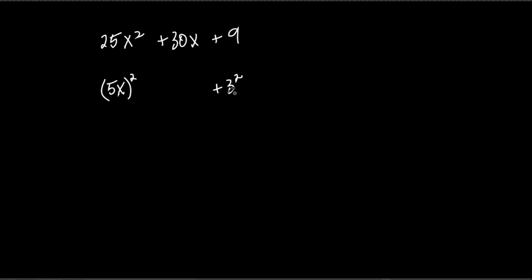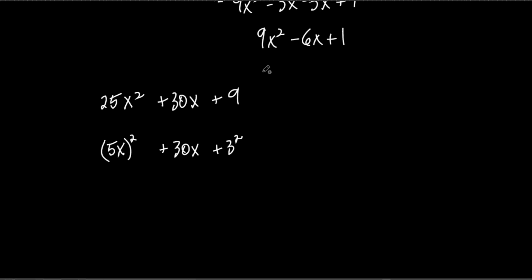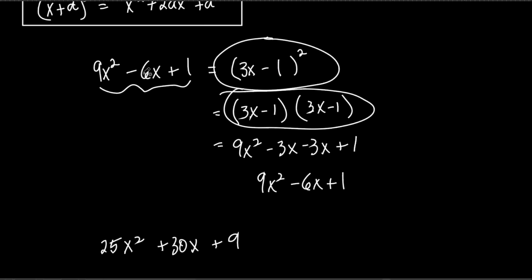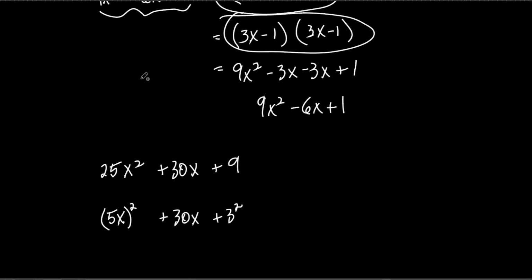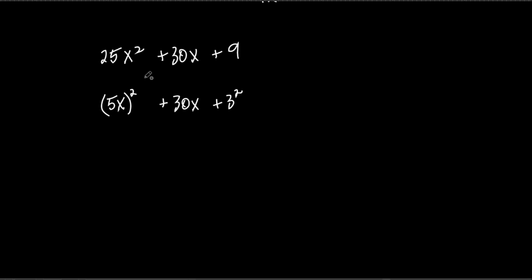5x times 3 is what? 15x. Does 15x doubled? What's that? 30x. Okay, is it a perfect square? Yes, it is a perfect square. Let's do that test to the problem we did before. Right here. What's being squared here? A 3, right? And what's being squared here? A 1. 3 times 1 is 3. Double it, it's 6. Is it a perfect square? Yep. You see the test on it? All right, that's how you test it.